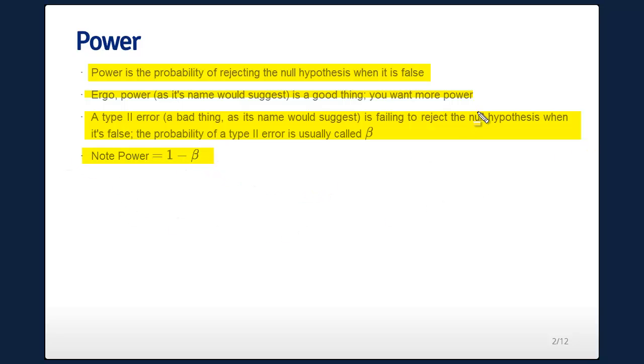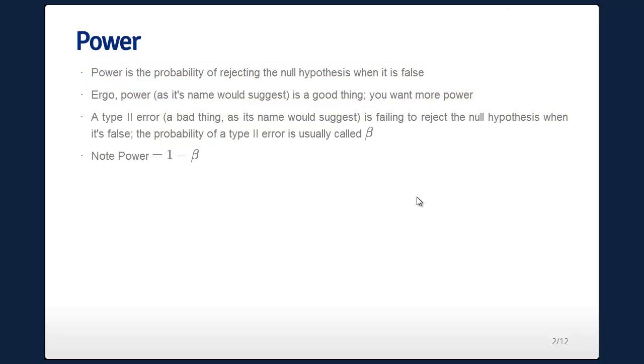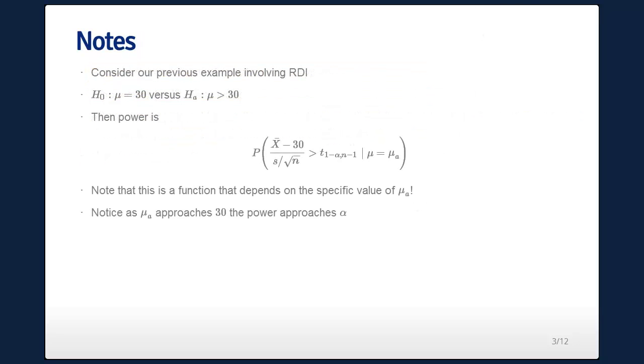So let's talk about power. Power is an important concept in statistics. Consider our respiratory disturbance index example. We are testing H naught: mu equals 30 versus HA: mu greater than 30. So what's the power? The power is the probability. Remember, we were going to reject if our normalized test statistic, x bar minus 30 divided by its standard error, was bigger than a t critical value.